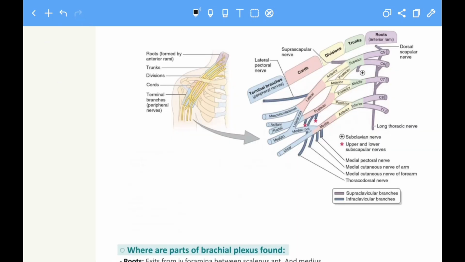Okay. There is root, trunk, division, cord, and terminal branches. There is something that we forgot to mention before: the roots give off multiple branches, like the dorsal scapular nerve originating from C5, and the long thoracic nerve originating from C5, 6, 7, 8, and T1, from all the roots of the brachial plexus. Any injury of this nerve can cause winging of the scapula. The scapula becomes like the wing of a bird.